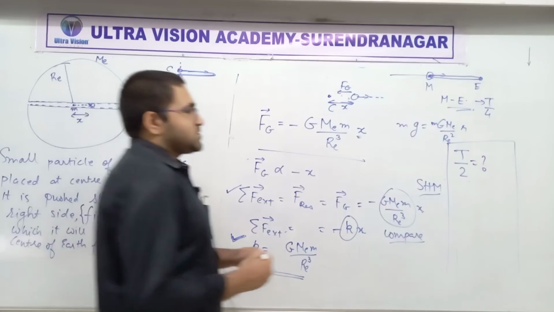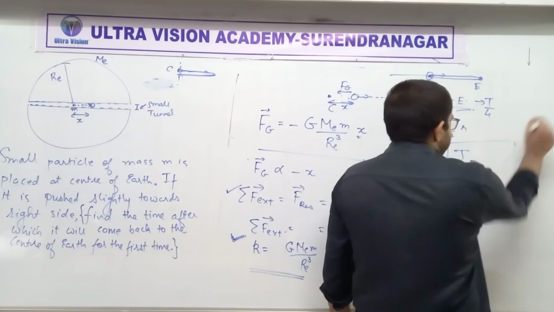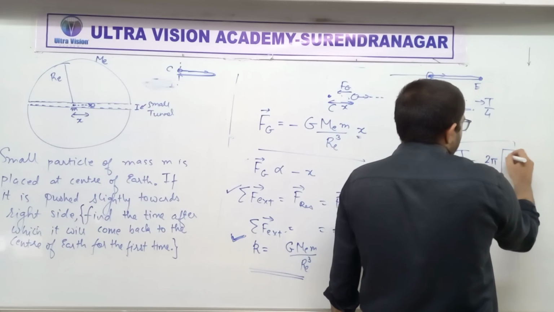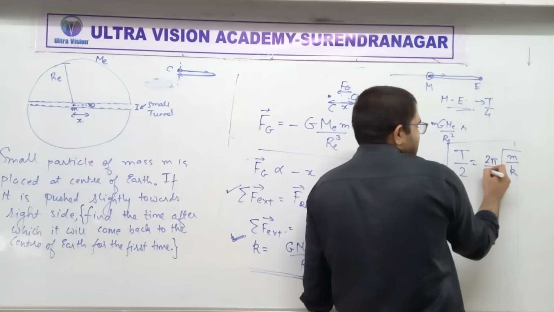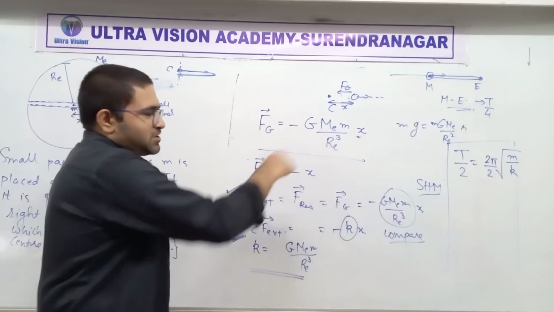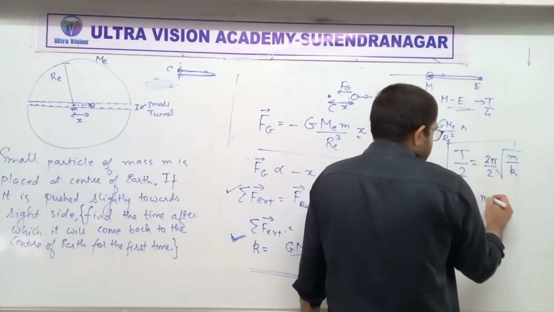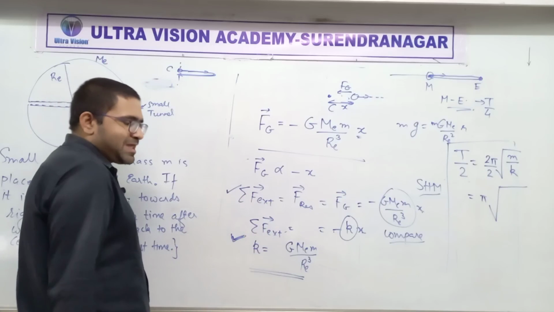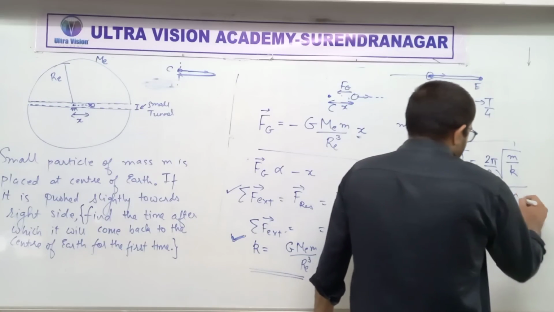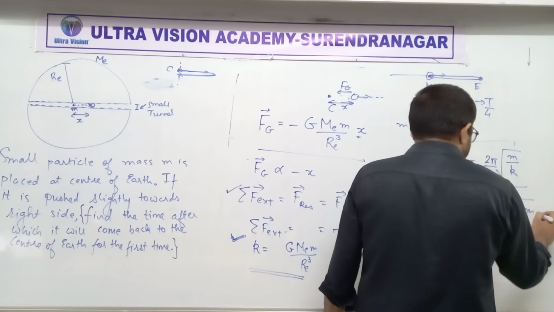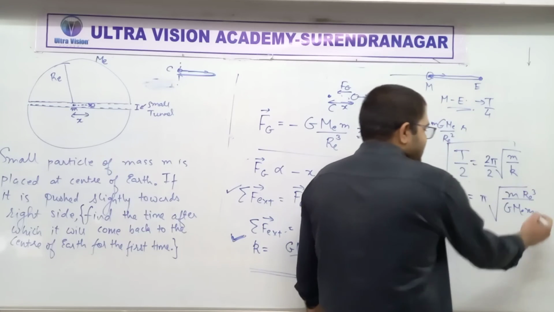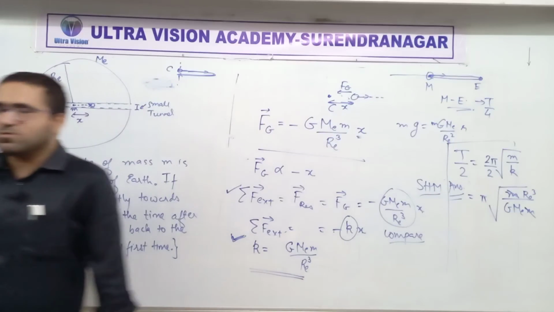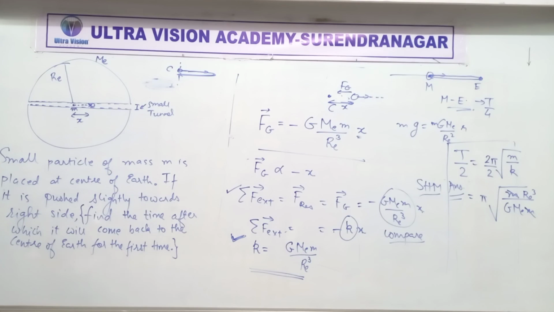Okay. So, first of all, T is equal to 2 pi under root m by k, and then this is T divided by 2. Okay, so that's going to be our answer. So let's put values to cancel. So this is equal to pi times root of m upon k. So m upon k is R cube by G Me m, so R cube will be in numerator. m cancelled. This is your final answer. It will take this much time to come back to the center of Earth. Understood?